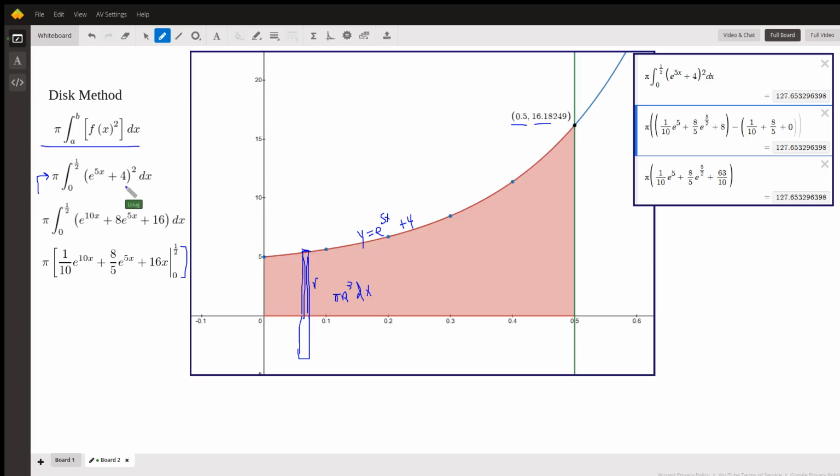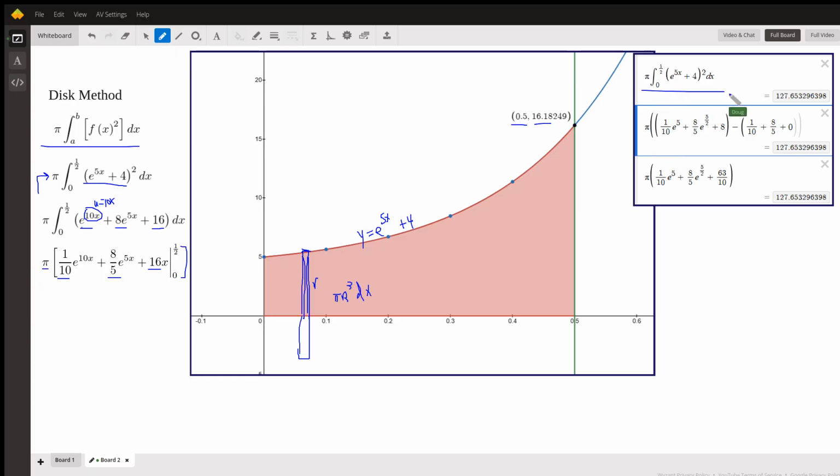To get the antiderivative, we first square that binomial, then take an antiderivative term by term. You could picture u substitution if you wanted to. Put u equals 10x for that first term, so du equals 10 dx, so you have to introduce a 10 or a 1/10 out front. So that's the antiderivative of e to the 10x, 1/10 of e to the 10x. There's the antiderivative of 8e to the 5x. There's the antiderivative of 16x. We're going to evaluate that from 0 to 1/2 multiplied by pi.